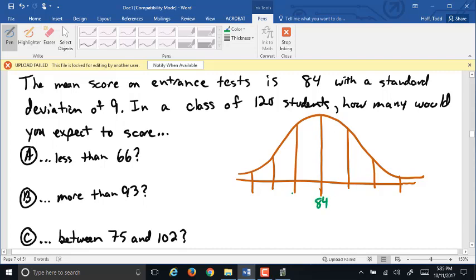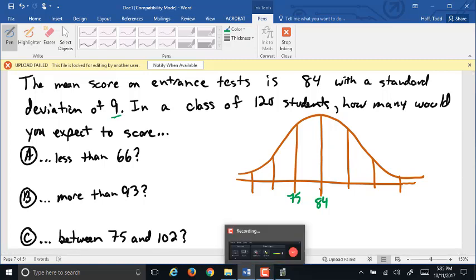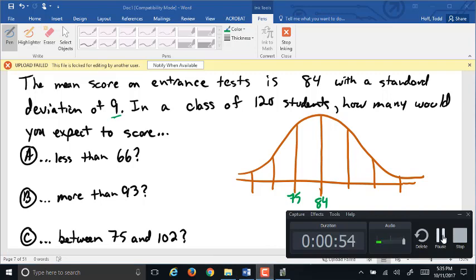84. As we go this way, what's this first number? 75. How'd we get that? Subtracting 9 going that way, but yes. Now remember, there's the percents that fit in there that are always the same. So that's your hint. I'm going to give you another couple minutes to go at it. Hopefully that helped.